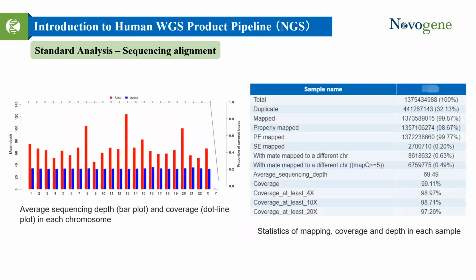This slide is a result generated during the sequencing alignment. The figure on the left shows the relationship between average sequencing depth and coverage in each chromosome. We also do statistics of mapping, coverage, and sequencing depth in each sample, and the result is displayed on the right.